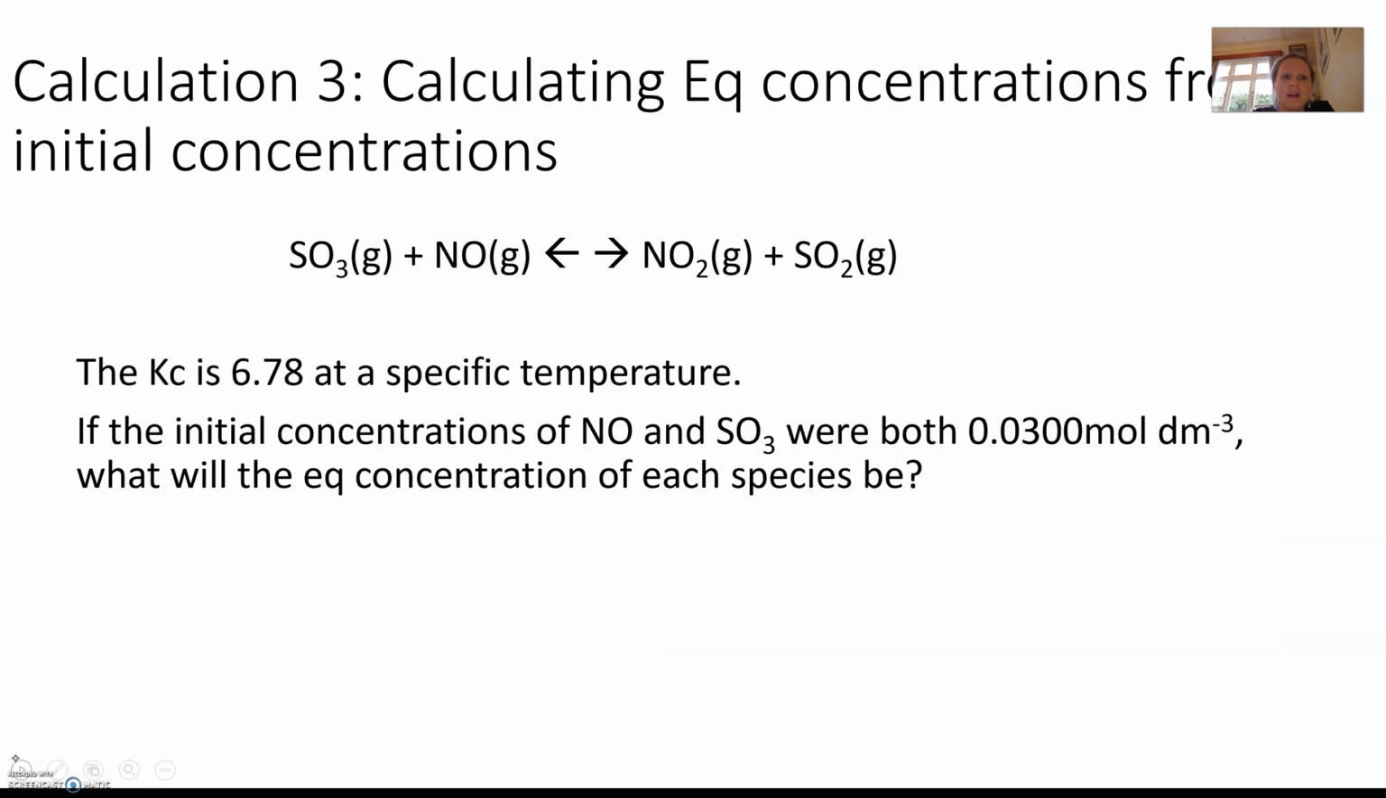Okay. Calculation 3, this is the third type of calculation. This is calculating equilibrium concentrations now from an initial concentration. Now in this style of question, you have to be given the Kc, and you have to be given initial concentrations, and then you'll solve for equilibrium concentrations. So let's see how we do it.